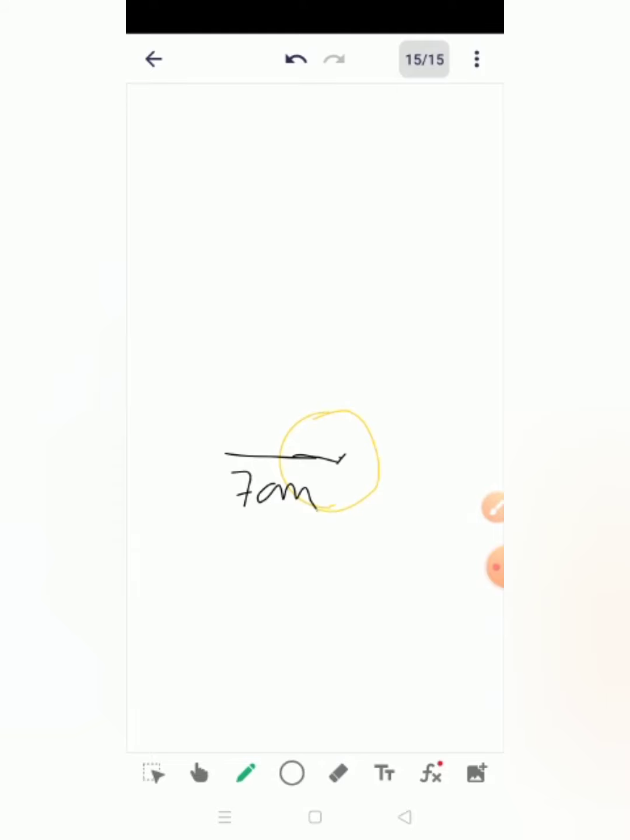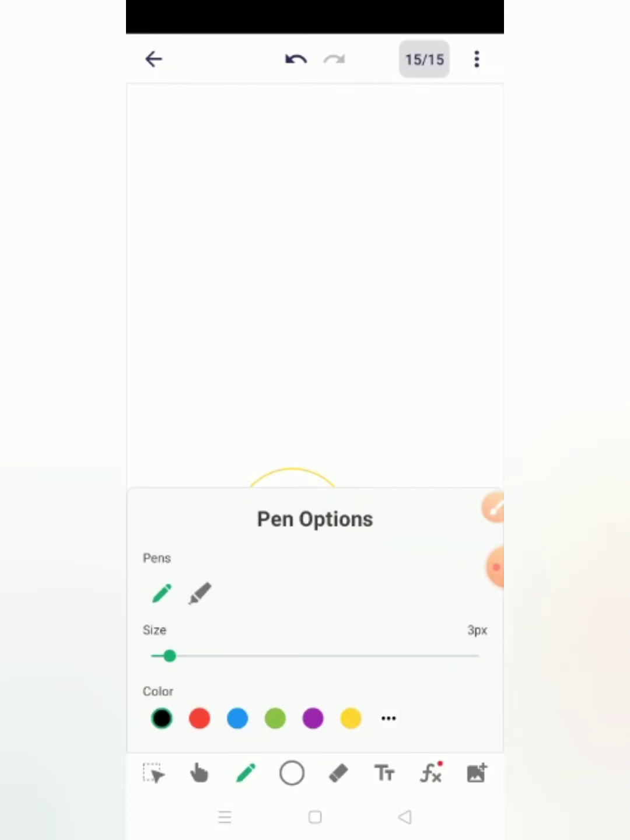Okay, let me do it from the first. I'll take a circle. This is my circle, and the radius of the circle is 3 centimeter. This is the center point O of the circle. After that, we need to take 7 centimeter from here and 7 centimeter from here.